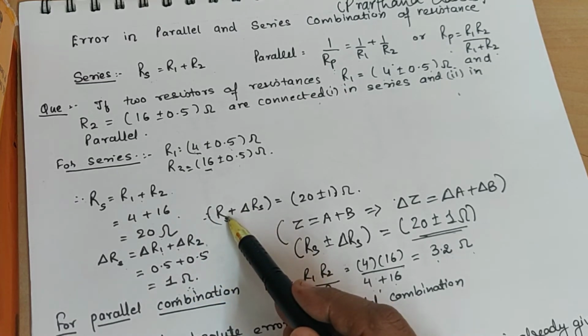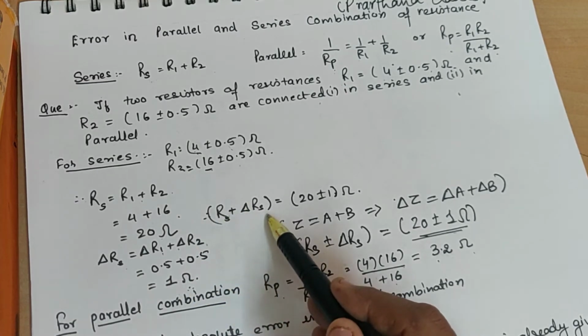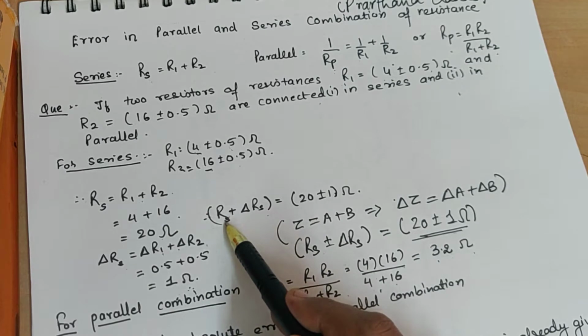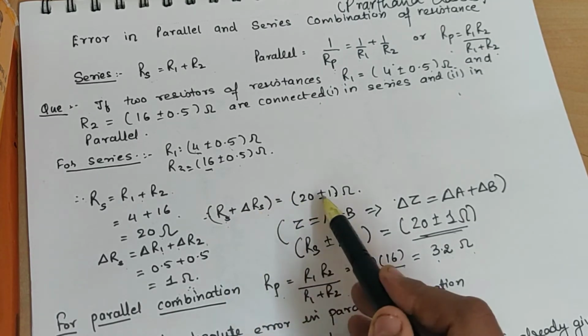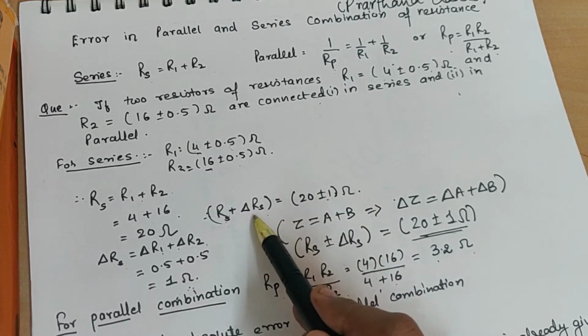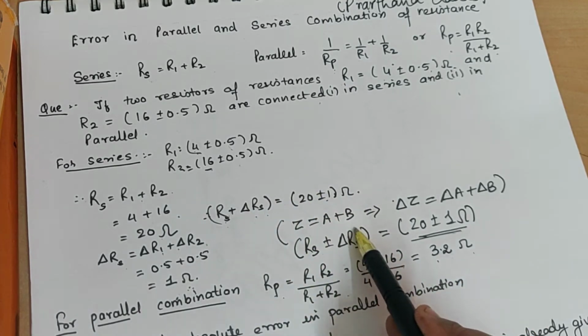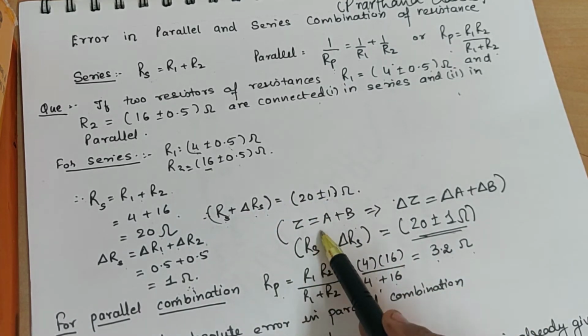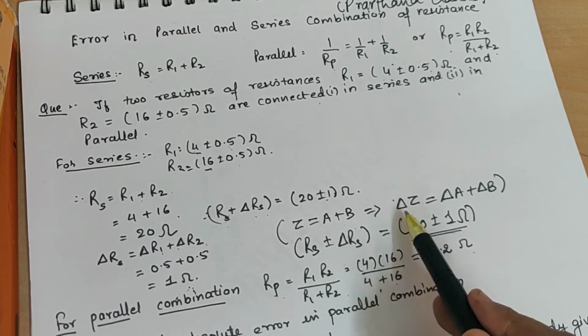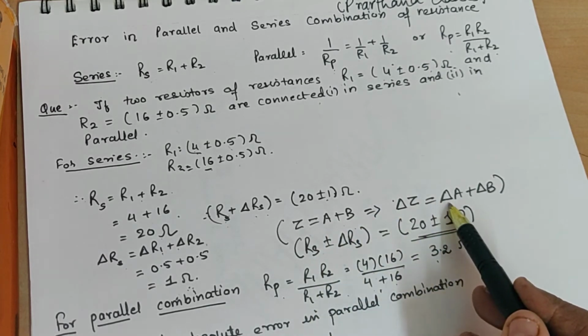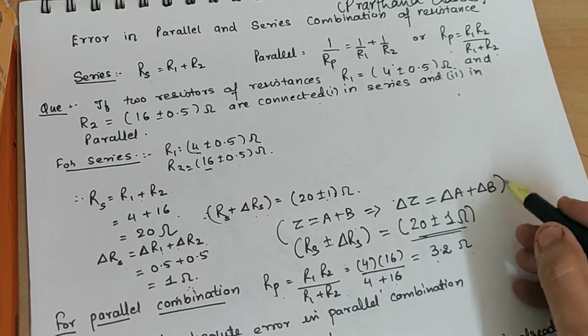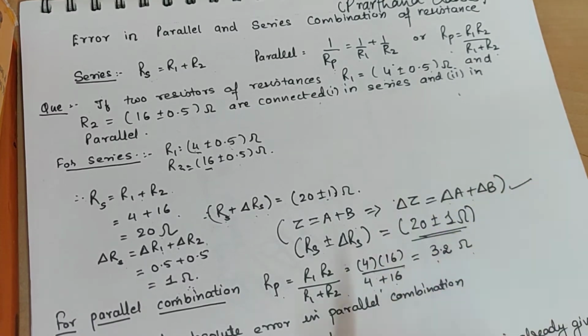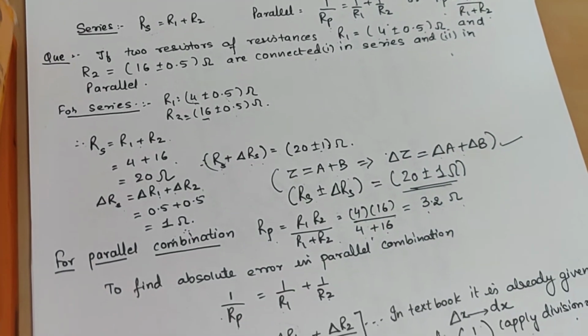So how do you write the limit of errors? Rs plus or minus delta Rs. What is Rs? 20. What is delta Rs? 1. How did you get this delta Rs? Using this rule for the addition, that is Z is equal to A plus B, that can be written as delta Z is equal to delta A plus delta B. This we have already studied in the rules of addition. Fine. So this is about the series.